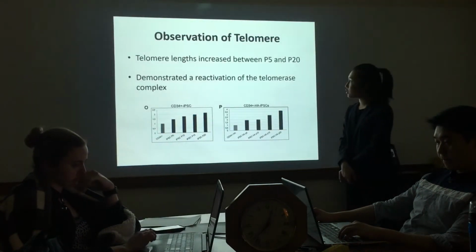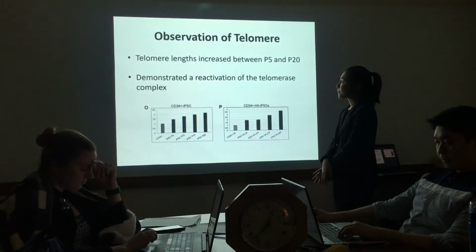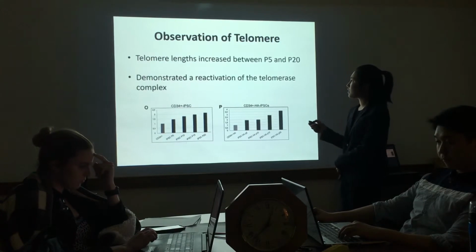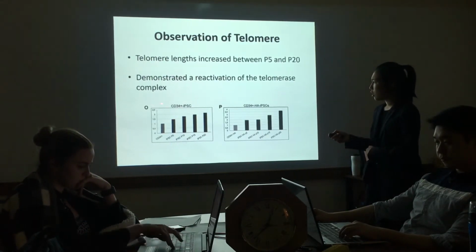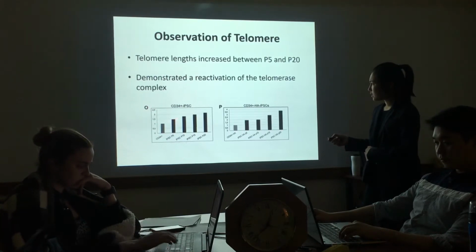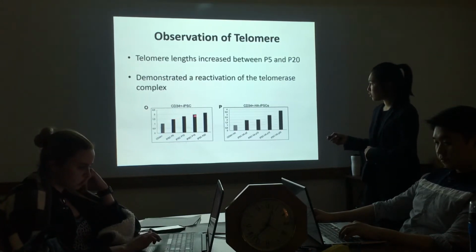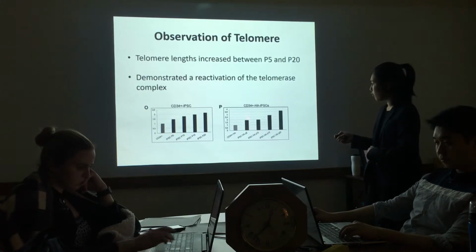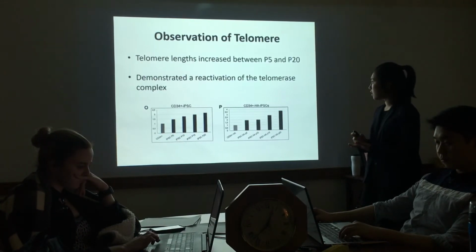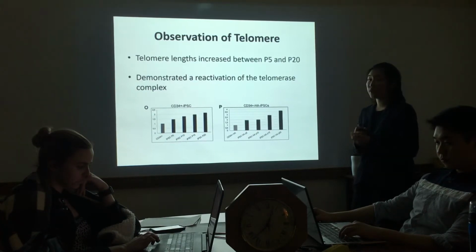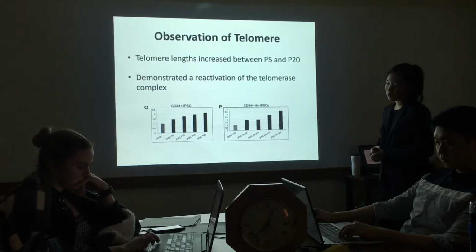Then they also wanted to observe telomeres. They noticed that telomere length increased between P5 and P20 iPSC, as shown in figure O. This is the healthy patient, where it increased from P5 to P20, and the same for the HA patient, where it also increased. This increased telomere length demonstrated a reactivation of the telomerase complex.